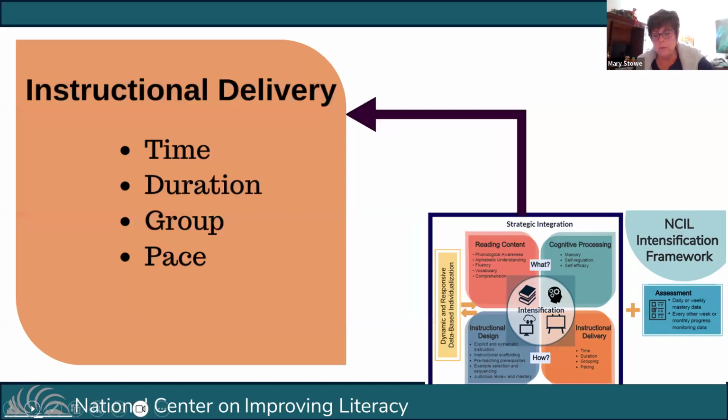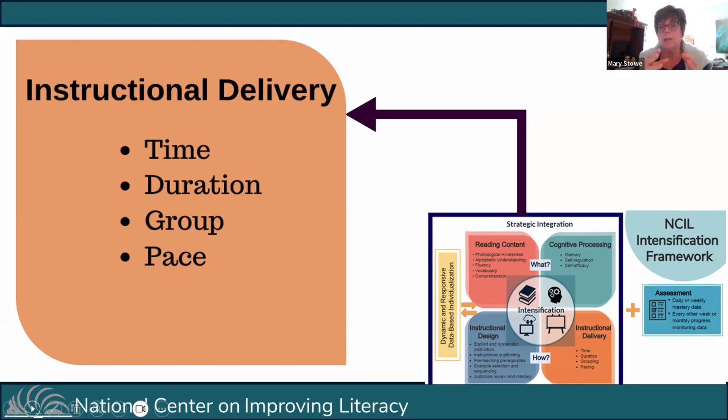And then finally, we really do need to think about instructional delivery. How much time are we going to spend on that? What is the duration of the intervention that we might be providing? What is the duration of the lesson? How long over time will we also deliver that instruction? So, multiple ways to think about duration.